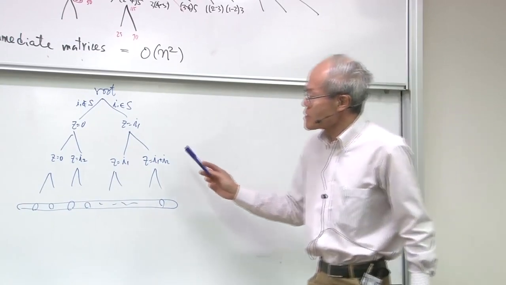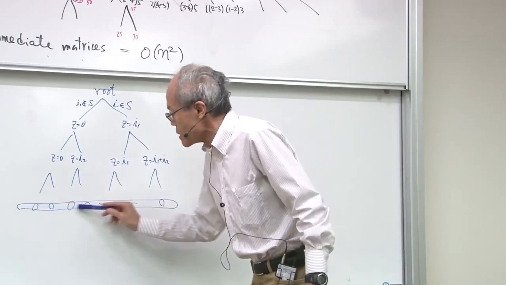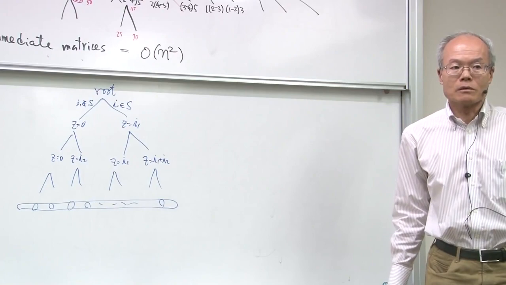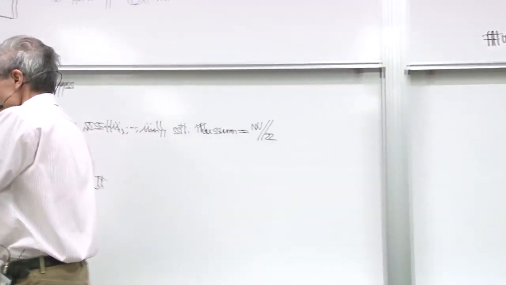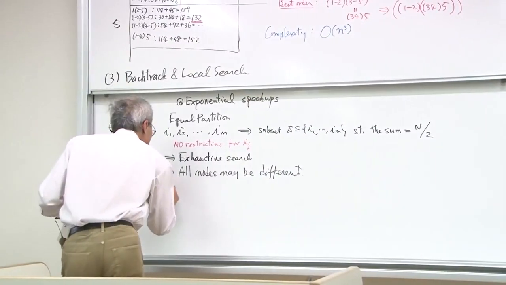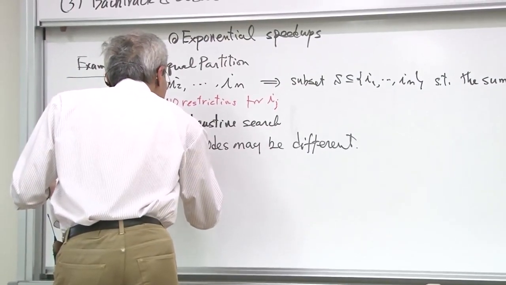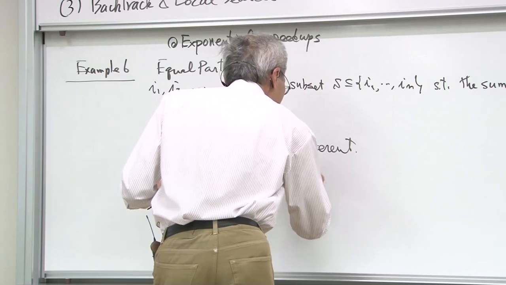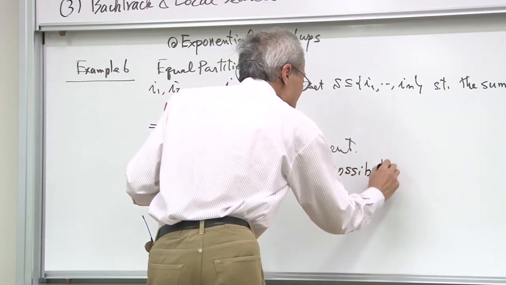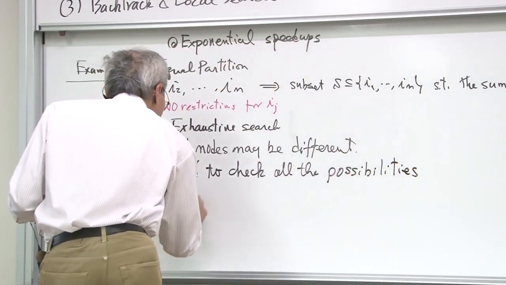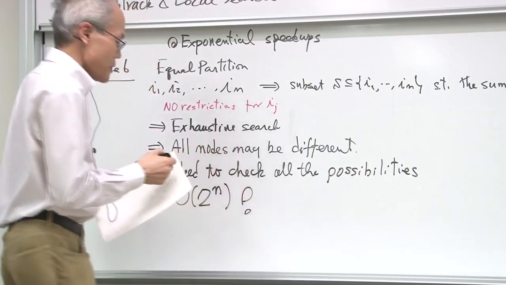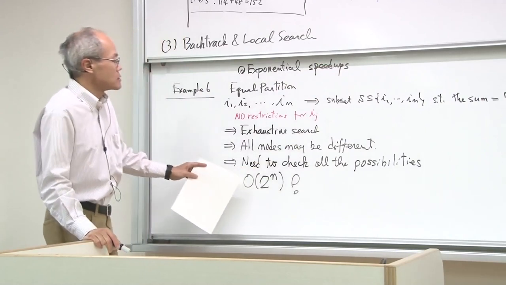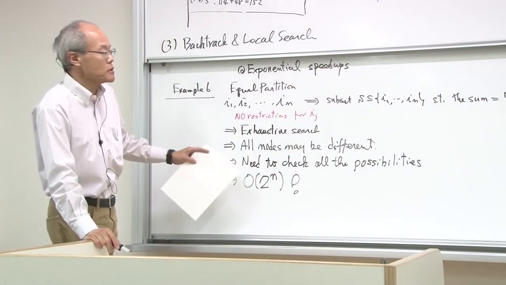But this time we don't have any restriction about the value of these numbers. These values may be all different. That means we can't reduce the size of the search tree. So we may need to check all the possibilities, all the search trees. That means we need to check 2 to the n possibilities. This is pretty bad.